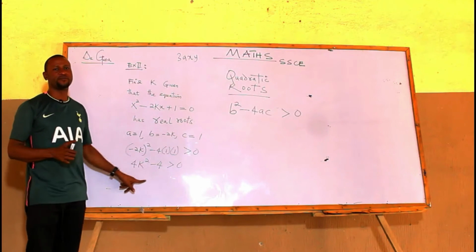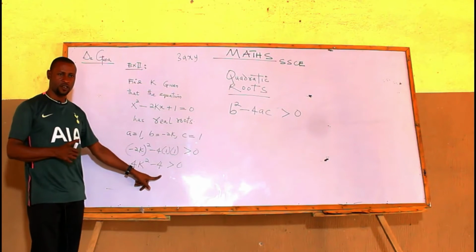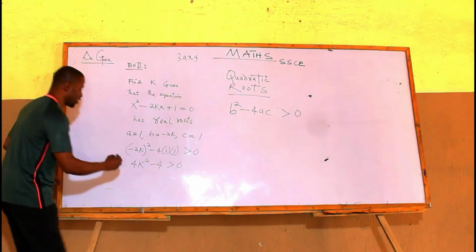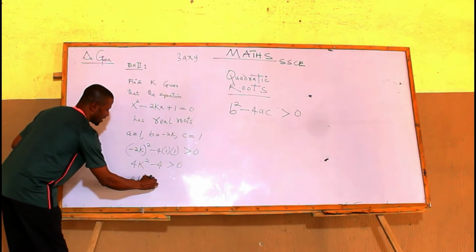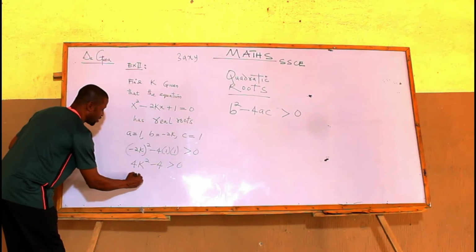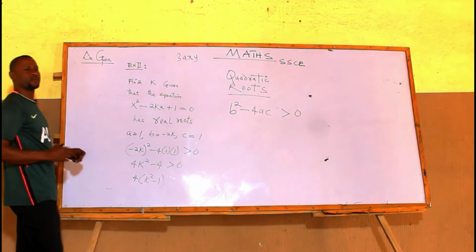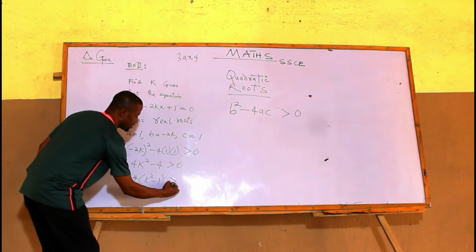Can we factorize here? What's common? If you factorize, you're supposed to have something like 4 into k squared minus 1. Is that true? Check it out. Is that what I have? Greater than what?